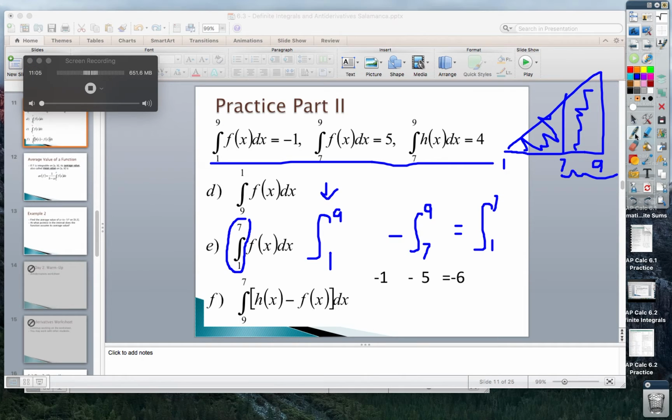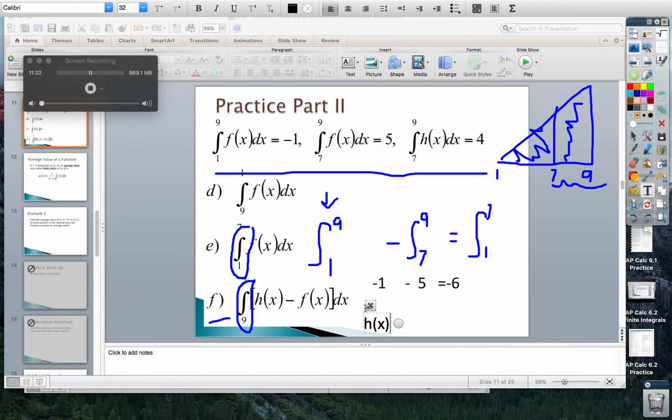And finally, let's look at the last one. So if we look at f, we know that it's going from 7 to 9. So we don't like that one because remember, we have our limits going from 9 to 7. The larger number is going to be on the top. So what we're going to do here is take our h of x and make that a negative so we could flip that integral.